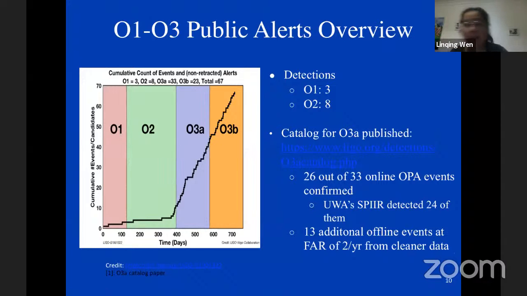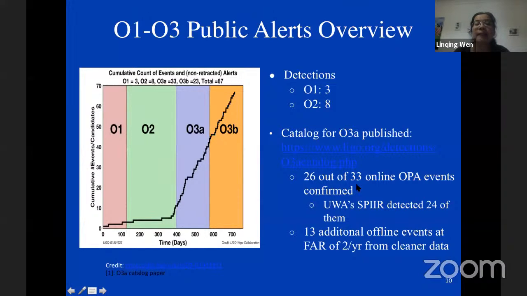So you can see that x-axis is time, y-axis is cumulative events. You can see O1 you only get 3 and O2 you get 8. That O means, I think, science run. I don't know why it's called O2 is proper operation, but O1 means first science run, O2 second science run. And in the first half of the third science run, we call it O3A, we already have about 50 detections in total, adding O1 and O2.